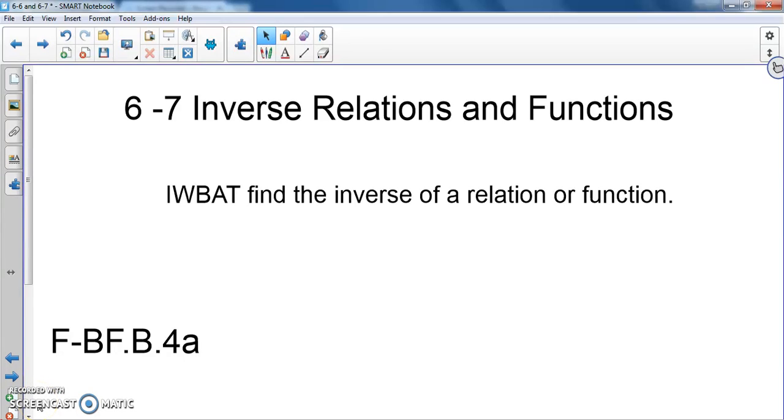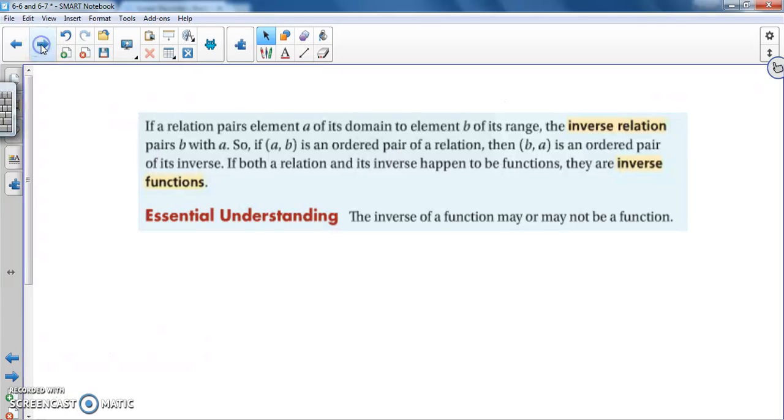Hey guys, today we're going to do 6-7, inverse relations and functions. You will be able to find the inverse of a relation or a function.